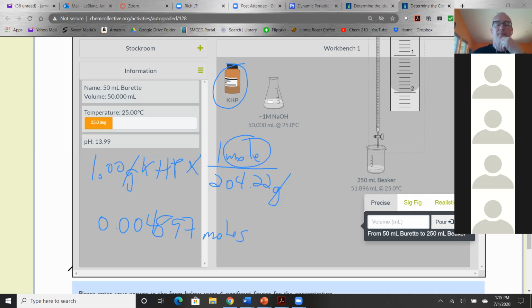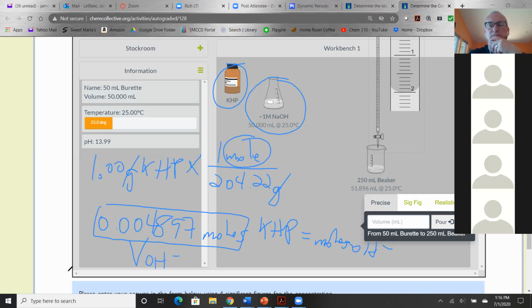So at the equivalence point, my moles of hydroxide and my moles of KHP will be the same. So if this is the number of moles of my KHP, at the equivalence point, that will also be my moles of hydroxide. Now, if my concentration of hydroxide is approximately 1 molar, what's the volume of hydroxide I need to get this many moles? Now remember, this is 1 mole per liter. So how many liters will I need to give me 0.004897 moles?